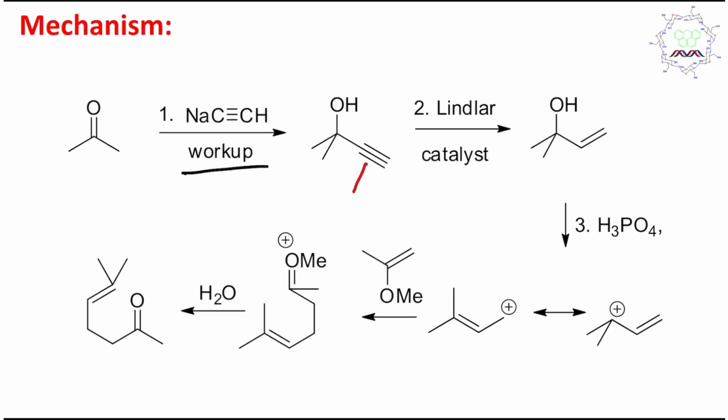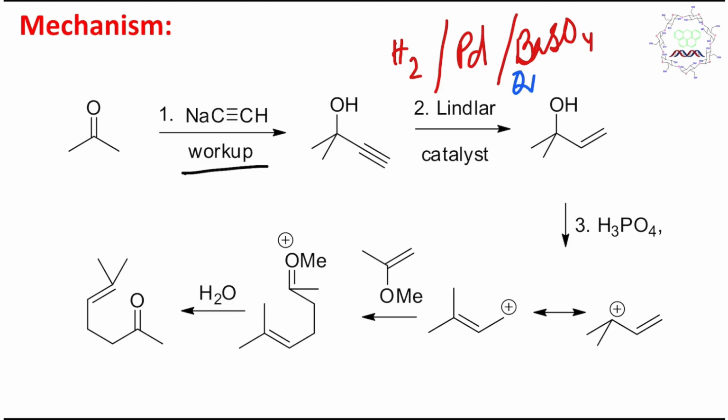This is alkyne and this is alcohol, and here we talk about this Lindlar catalyst. This Lindlar catalyst is nothing but hydrogen, palladium on barium sulfate or calcium carbonate, etc., and along with that quinoline or sulfur is used as catalyst poison. Why this poison? Such that the alkyne selectively reduces to alkene. So it is actually partial hydrogenation by hydrogen.